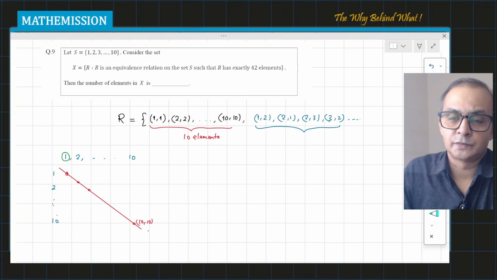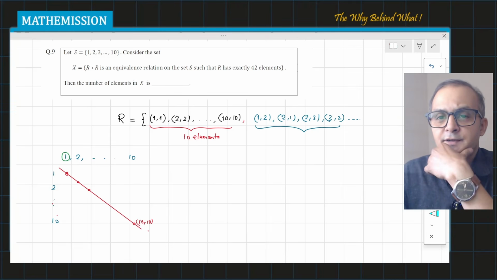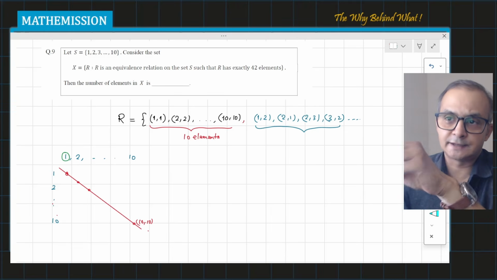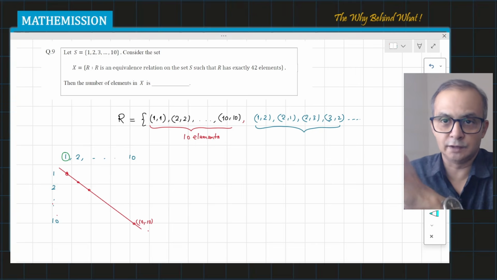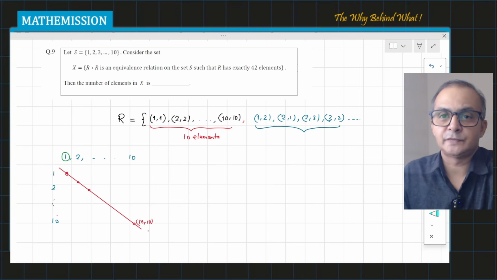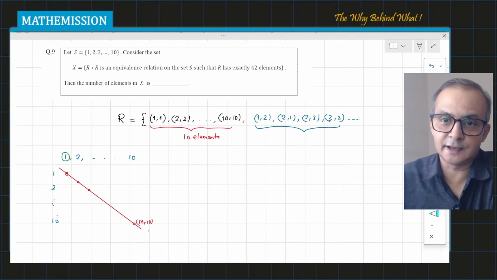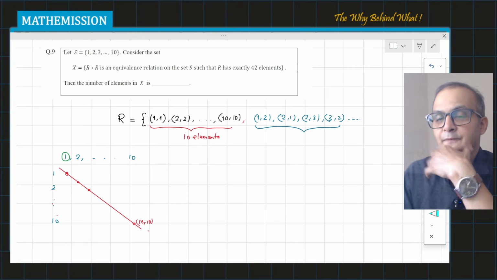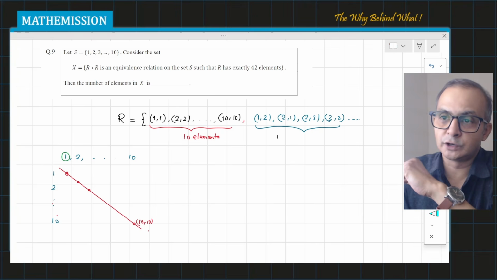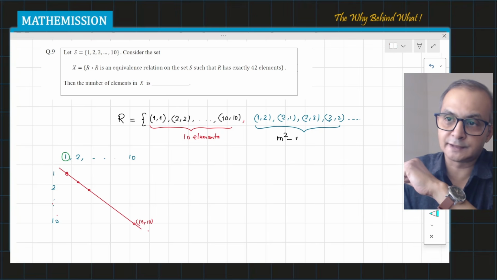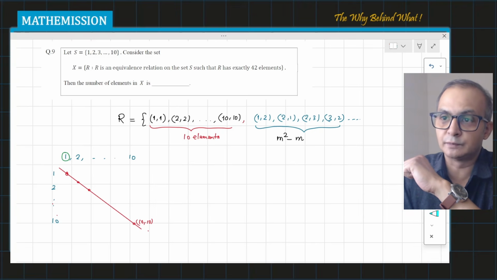and so on. The idea is that if you are selecting (1,2), you are forced to select (2,1). It means there is no freedom to choose the image across this diagonal. Suppose I'm selecting m elements out of here. For m elements I get m squared minus m. This will give you these numbers.